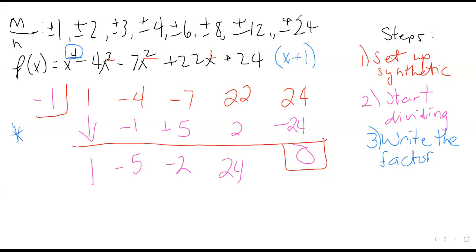Wait, what do you mean? So the polynomial, right? The leading exponent, which is the biggest exponent there is, the degree of the polynomial, is what? It's 4, right? So if there is 4, it means that there are 4 factors. Meaning that, see how I have that x plus 1? I'm going to have 3 more left.